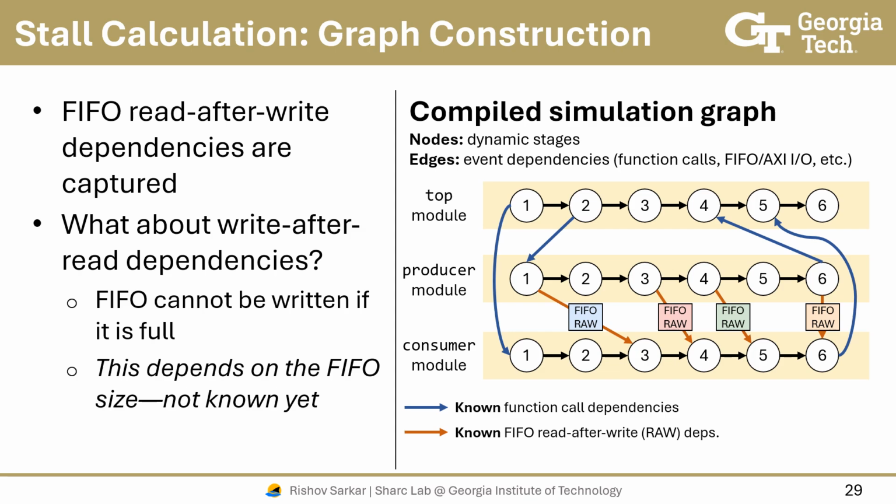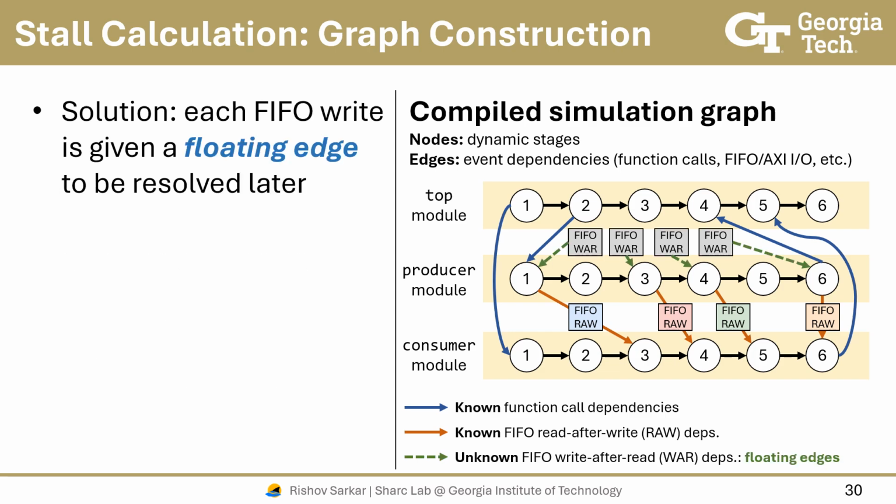At this point, we've successfully encoded all the FIFO read after write dependencies within our graph. But what about write after read dependencies? These occur because a FIFO cannot be written if it is full, that is, if not enough elements have been read from it yet. But this depends on the FIFO size, which is not known yet at this point in our simulation.